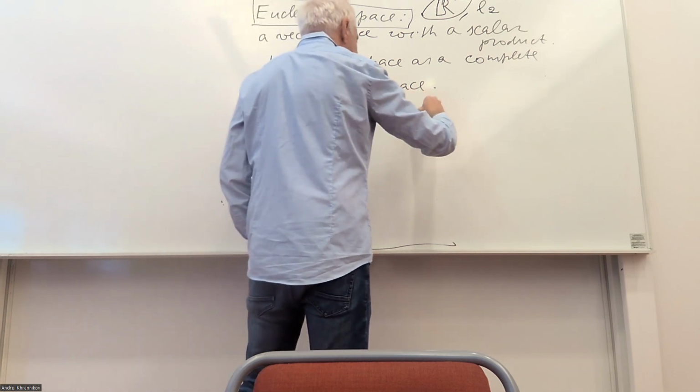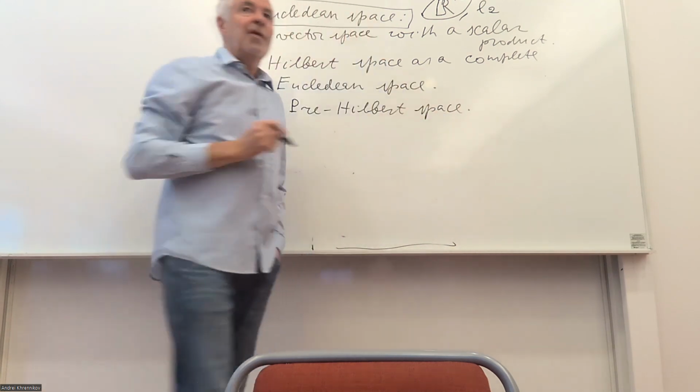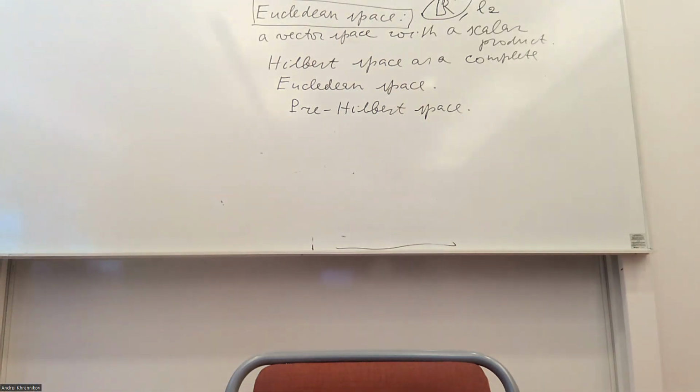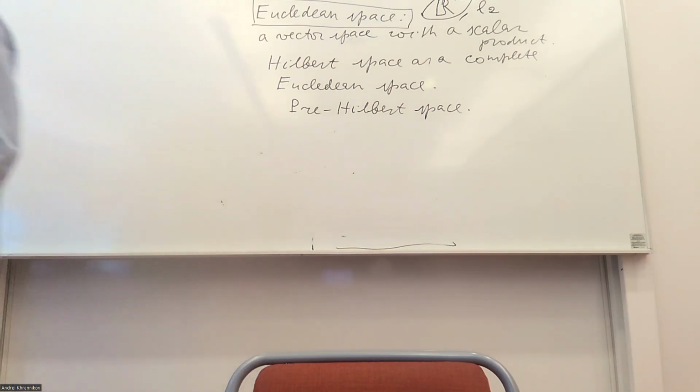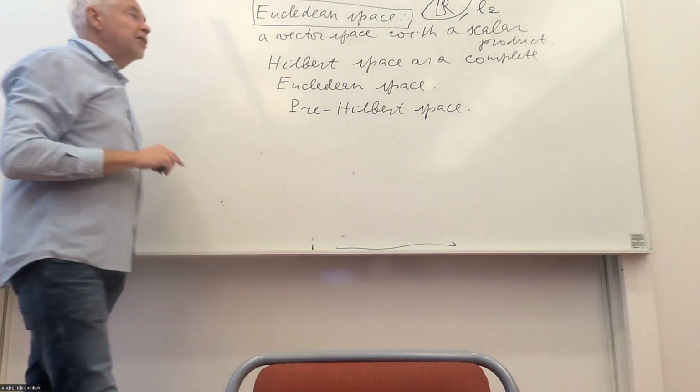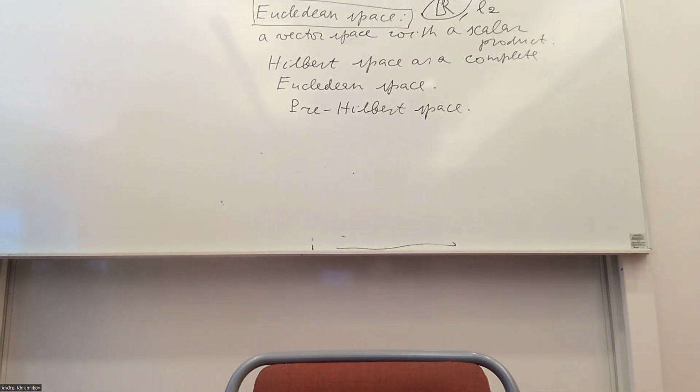Pre-Hilbert space. What we call Euclidean space in some books is called pre-Hilbert space, and Euclidean space is reserved only for this. If you meet the words pre-Hilbert space, just identify it with this. But in our course of functional analysis, which follows one of the textbooks, it would be Euclidean as we define it now.